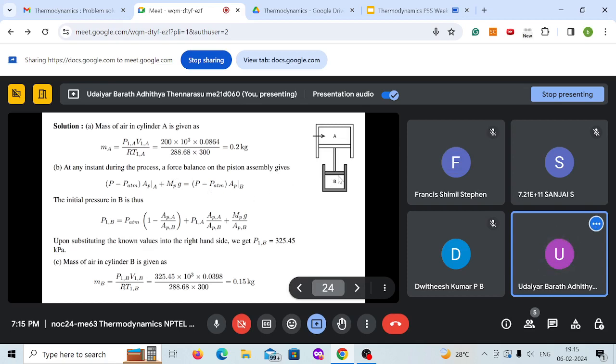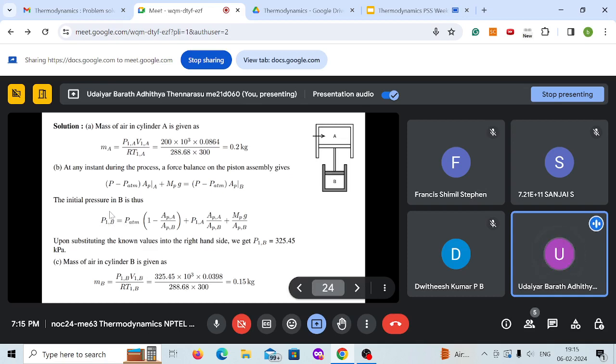This will equal the pressure acting in cylinder B. From inside it will try to push the piston up, and from the atmosphere, 100 kilopascal is acting on the piston B top. So P minus P atmosphere into area of piston B. This is the net force acting on the piston arrangement. From this we know initial pressure P A in cylinder A and atmospheric pressure. We know the mass of the piston, the atmospheric pressure, and the area of piston B. So you just replace it and you can find the pressure acting on the bottom face of piston B.